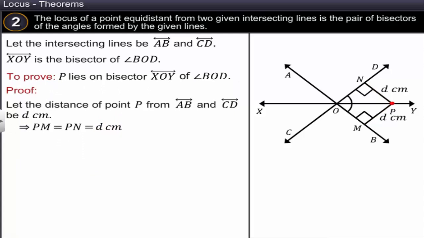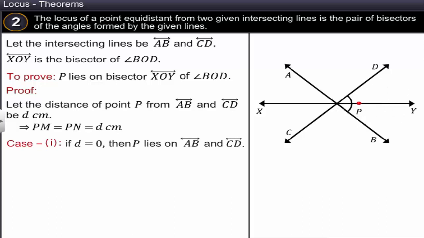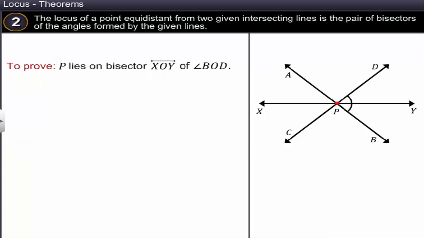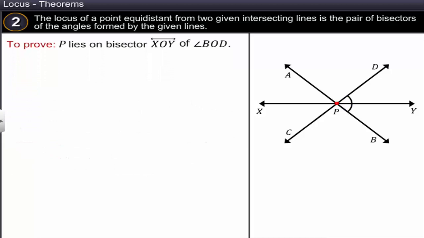If d is equal to 0, then point P lies on lines AB and CD. This means P and O coincide with each other. Hence we can say that P lies on the bisector of angle BOD. Now, let us consider the second case, where d is not equal to 0.